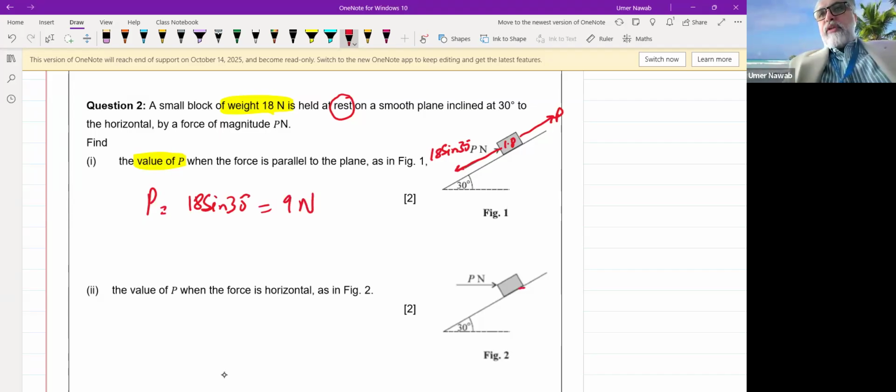Now, this is the P newton force, and this is 30, corresponding angles. Can I resolve it?